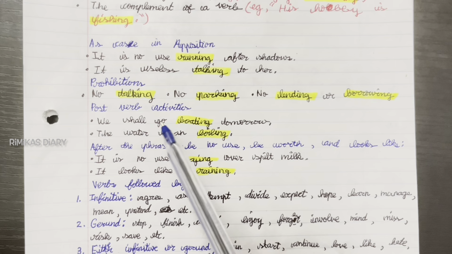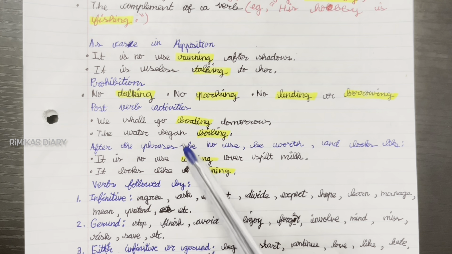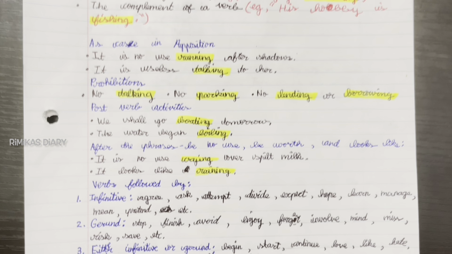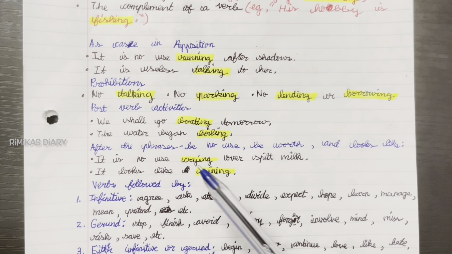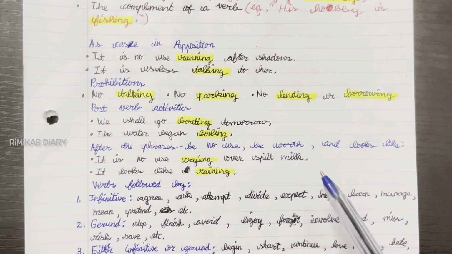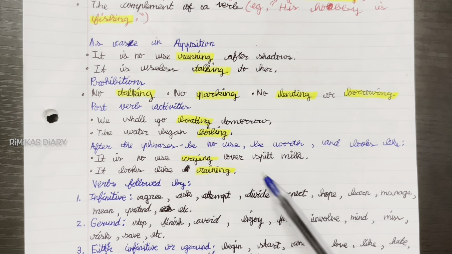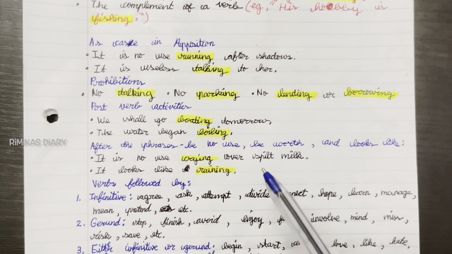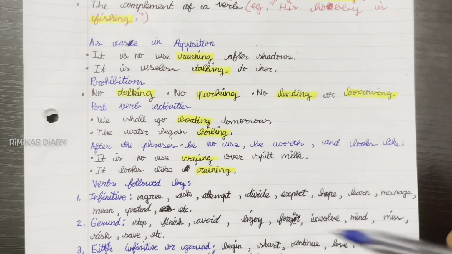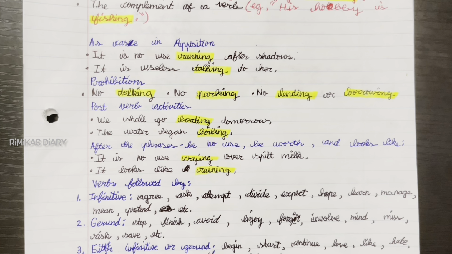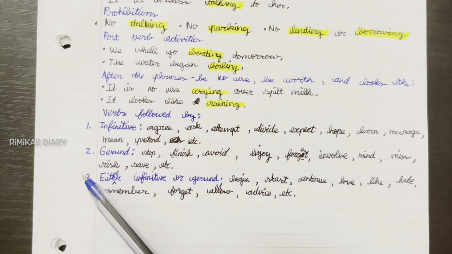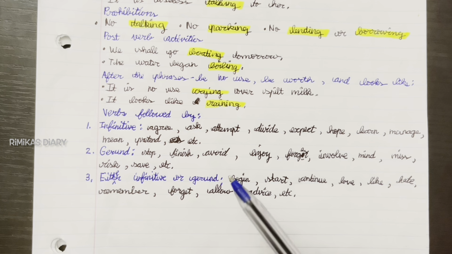Next, post-verb activities. We shall go boating tomorrow. The water began boiling. Next, after the phrases be no use, be worth, and looks like. So it is also used after phrases like be no use, be worth, and looks like. It is no use crying over spilled milk. It looks like raining.